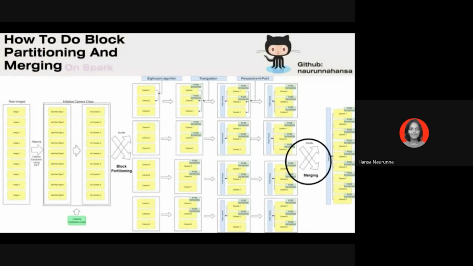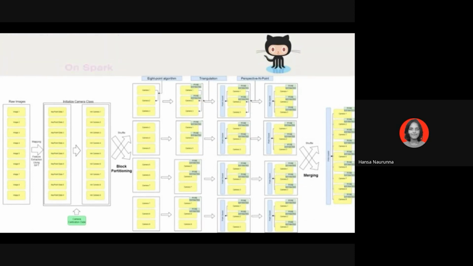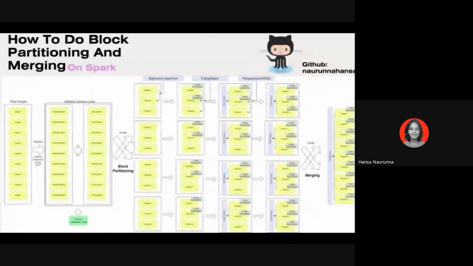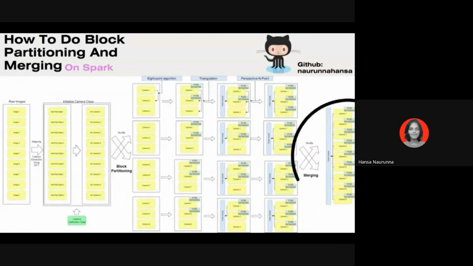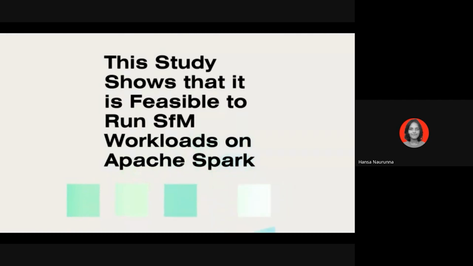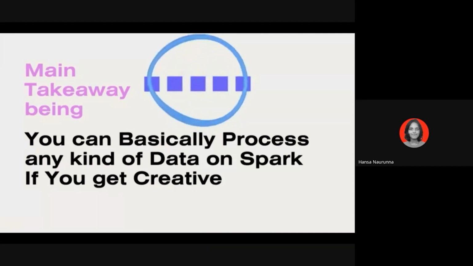Finally, another shuffle is done to merge all the subsets, and with all the point and pose data, we can use overlapping cameras to stitch the whole thing together. Bundle adjustment can be done at any point to improve the accuracy, but in this case wasn't considered. After stitching, we have the final point cloud. In conclusion, this study demonstrates an alternative way to distribute SFM workloads utilizing Apache Spark. But the main takeaway being writing distribution mechanisms doesn't have to be tedious. But in fact, we could most probably process any kind of data on Spark as long as you get a little creative.